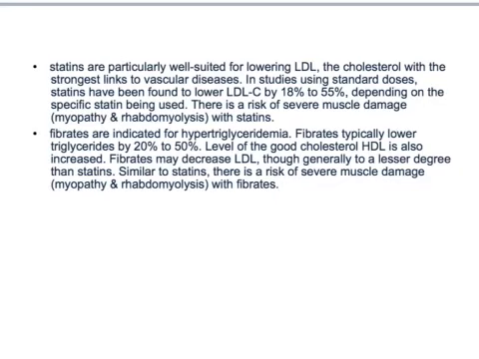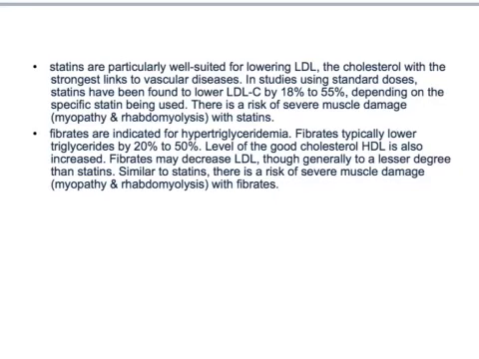Fibrates are indicated for hypertriglyceridemia. I recently uploaded a video on fibrates, gemfibrozil, where I discussed the indications. If LDL is increased and triglycerides are normal, which drug should be used? If cholesterol is increased and triglycerides are normal, which drug should be used? If triglycerides are increased and cholesterol is increased, which drug is the first line? Go and watch my video on gemfibrozil.